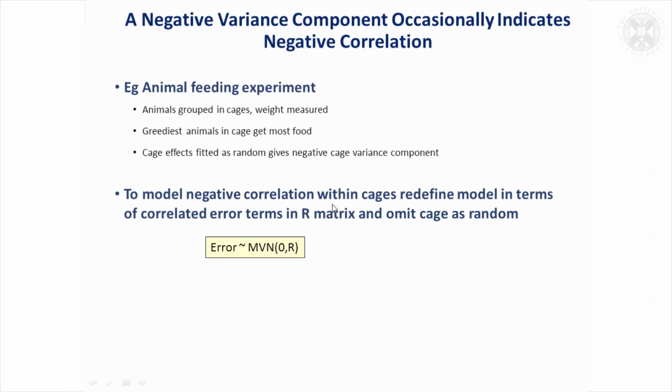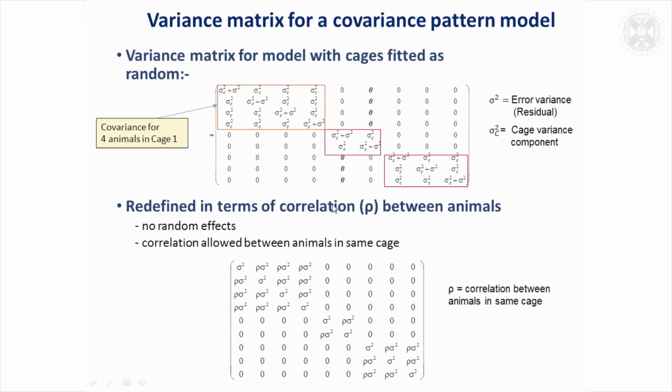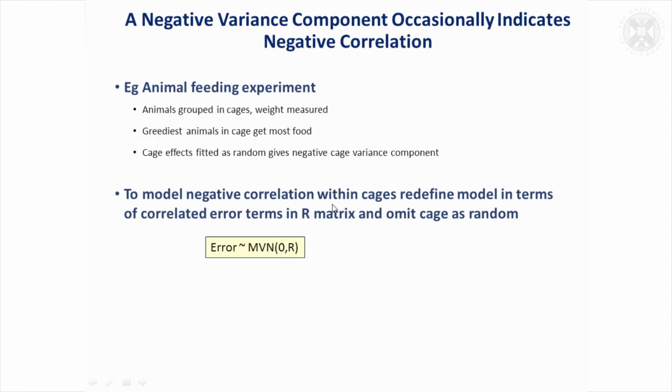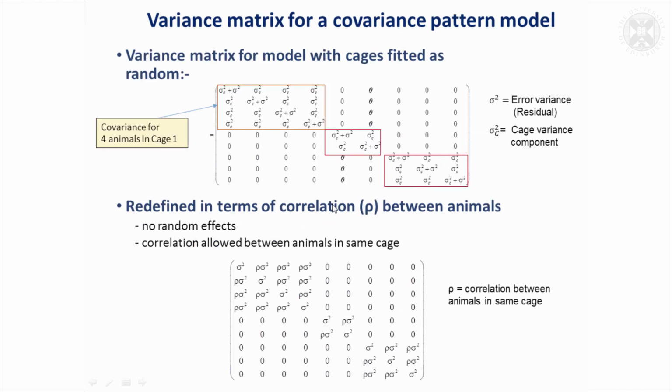So just to draw attention to the fact, you could redefine the model if you wanted to. You could take out those random cage effects and say, well, I'm going to just model the error term and allow negative correlation between the animals in the same cage. And so instead of having a random effect, we just have this multivariate normal distribution for our error terms, and just to try and bring that to life a bit. If we fitted cage effects as random, and here say we've got 4 animals in the first cage, 2 in the second cage, 3 in the third cage, then this is what that R matrix here would look like. It's a covariance matrix, and it would look something like this.